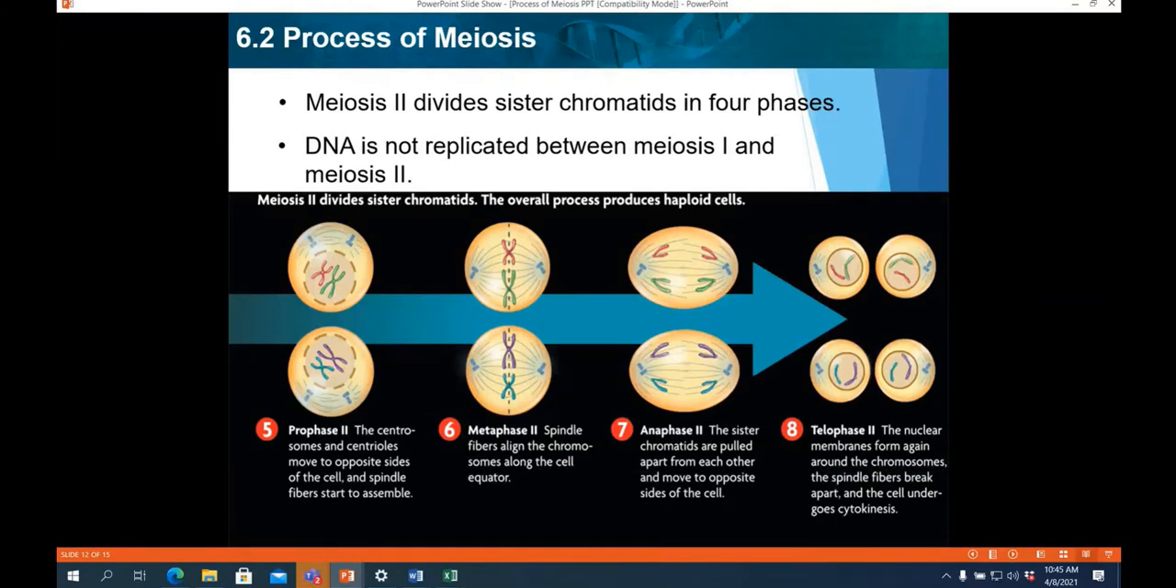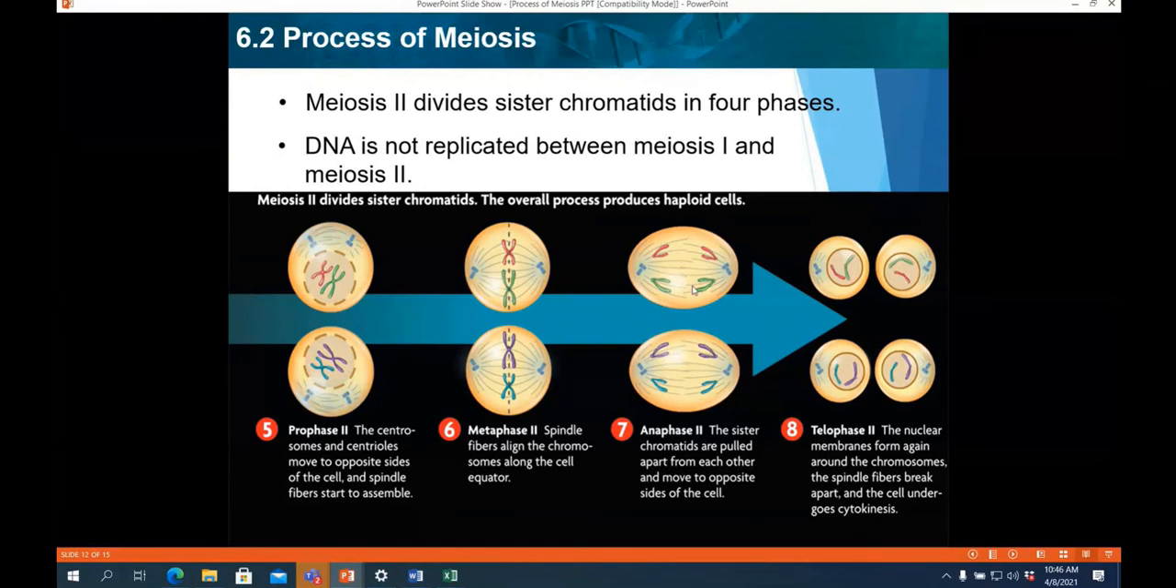Now meiosis 2 divides the sister chromatids in 4 phases again. Now DNA is not replicated between meiosis 1 and meiosis 2 still. Okay, so you can see in prophase 2 what happens. The centrosomes and centrioles move to the opposite sides, but it's happening in 2 cells over here, these 2 daughter cells which were produced in meiosis 1. And the spindle fibers start to assemble exactly how it happened in prophase 1. Then in metaphase 2, the spindle fibers align the chromosomes along the cell equator like this. And then in anaphase 2, the sister chromatids are pulled apart.